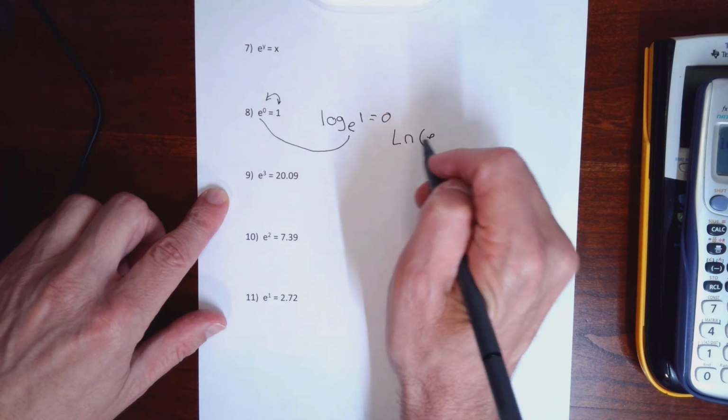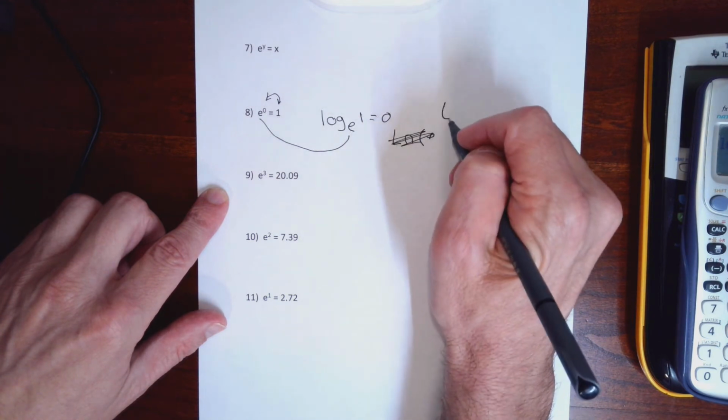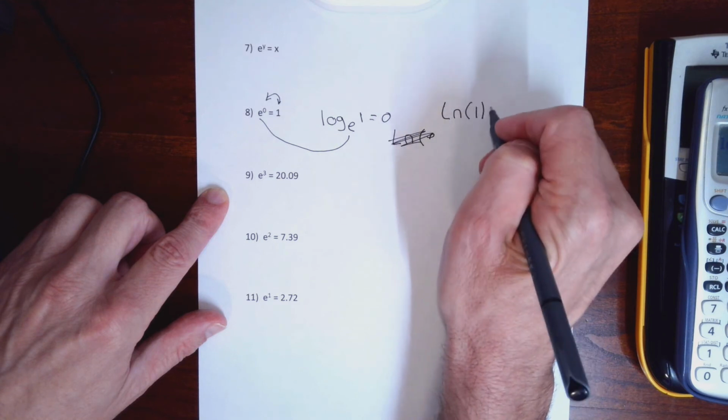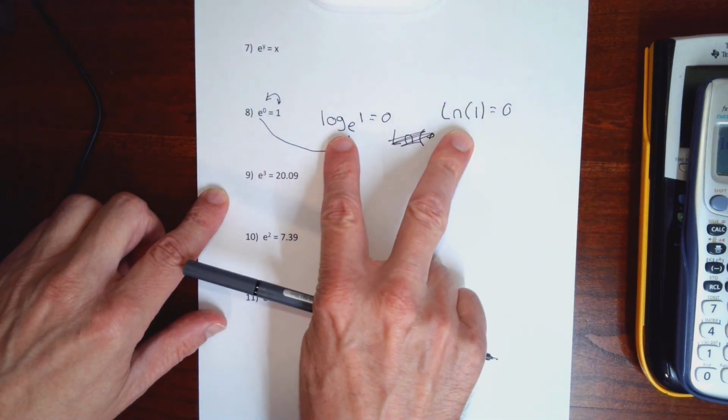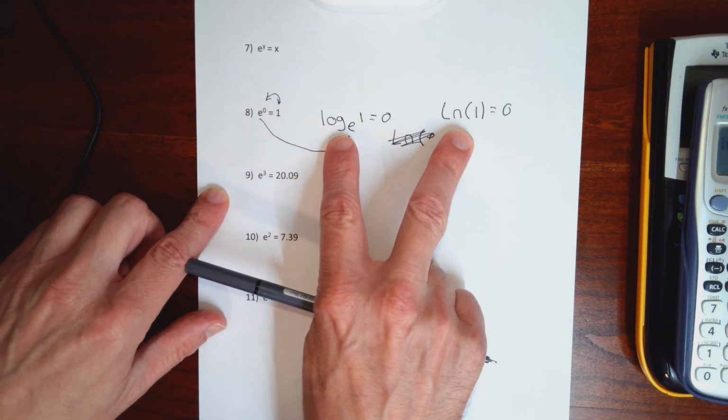Usually, instead of writing log base e, we write ln. Log base e and ln have the same meaning. If you take brief calculus, you did a bunch with ln's.